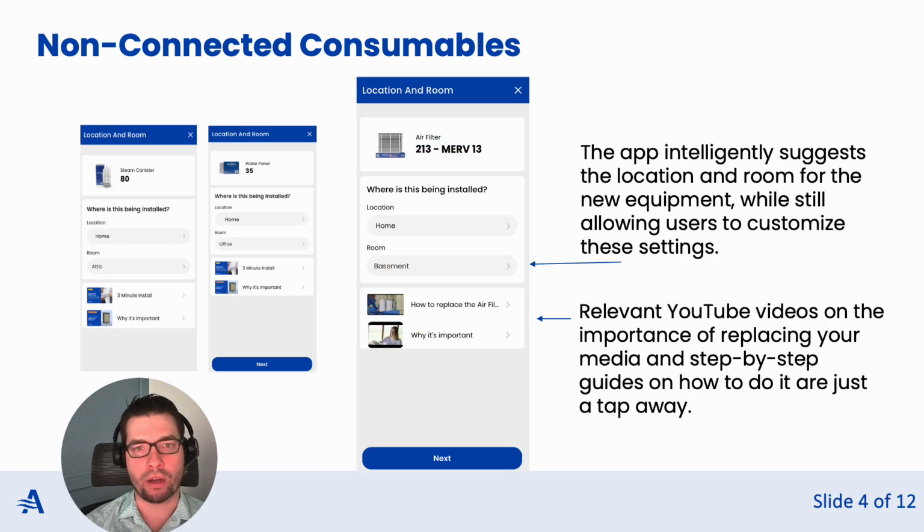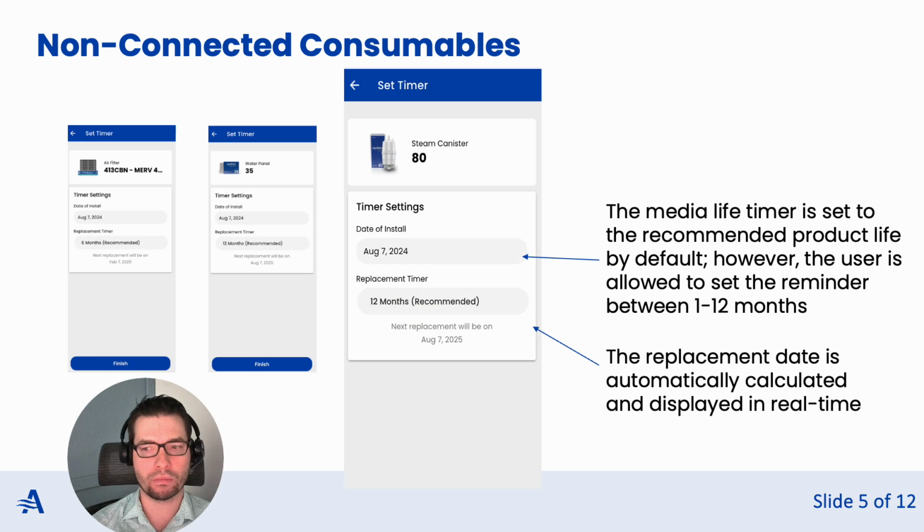Once selecting or scanning the product, the user starts the provisioning process, as you can see here. There is a location room, so the user can assign where the product is going to go. And we also have some YouTube videos that guide the user about how to replace and set up their product. Once hitting continue, the user will be taken to a set timer page.